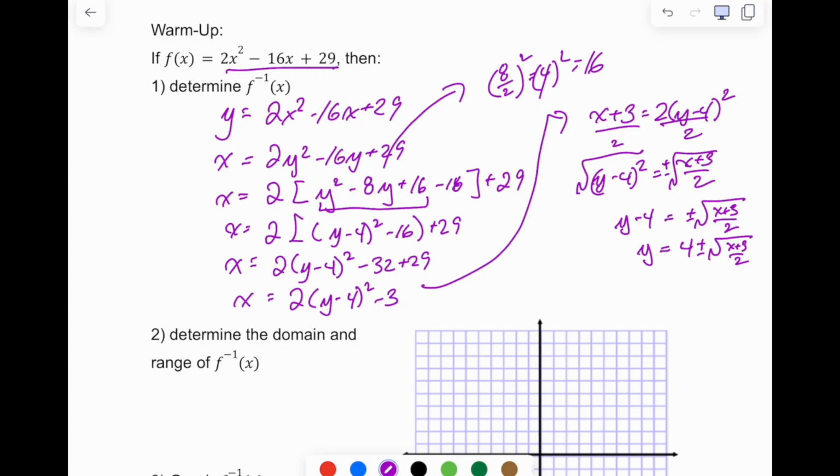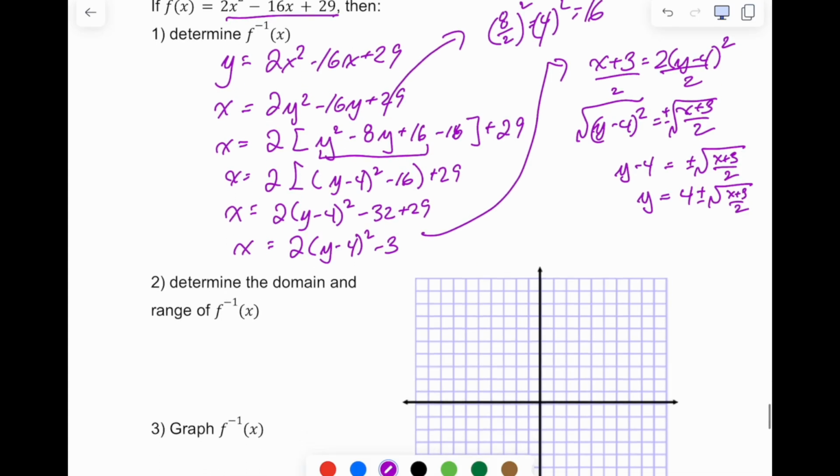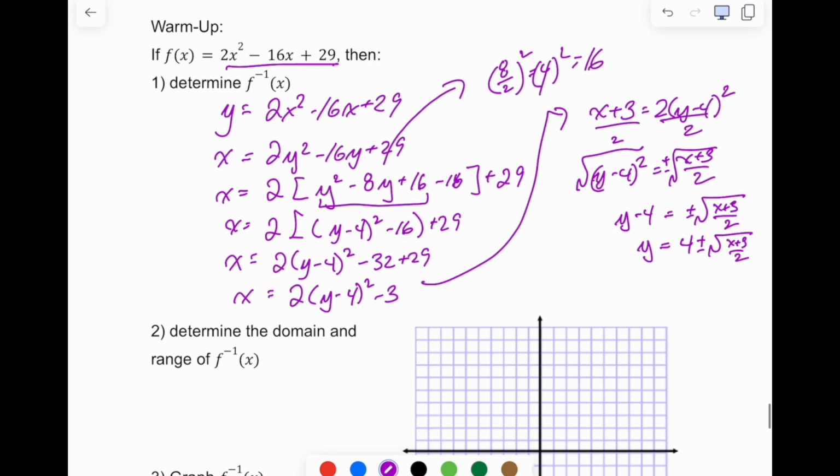Okay, so now that I have this vertex form, we're going to talk a little bit about the domain and range. The nice thing about vertex form is that we could see that really quickly. So if I just want to maybe come back to this equation over here.